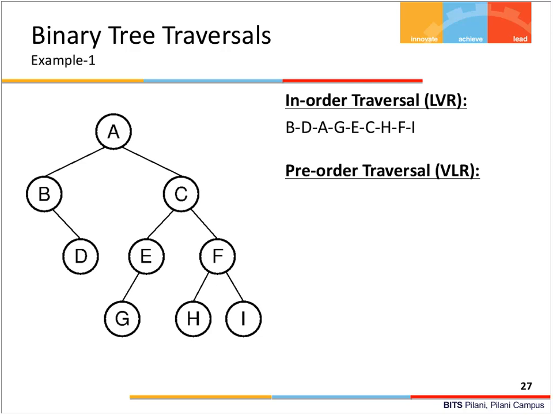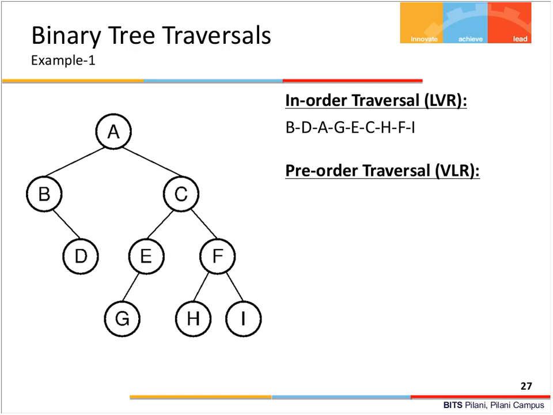So the reference to A is given. I will print A. So my visiting or processing of node A is done. Now I need to go to the left side of it, which is B, right? The moment I come to node B, I need to print it. So I will print B. Now for B, since processing is done, I need to go to its left side, right? VLR, left side is null. So I need to go to the right side of B, which is D.